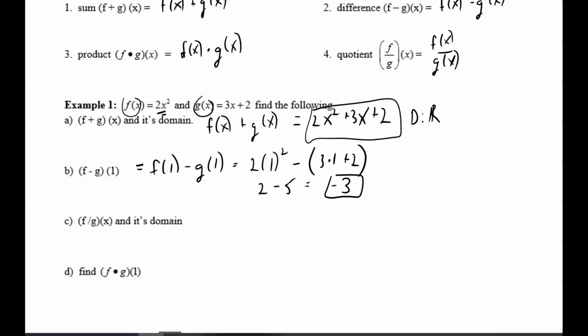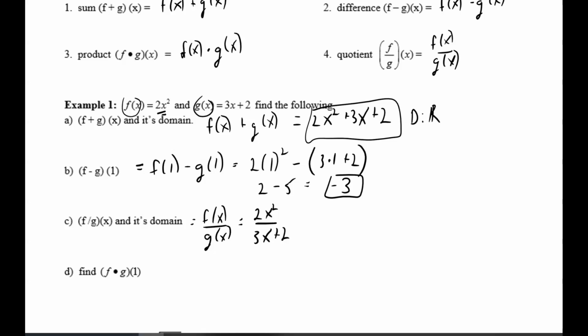Now let's look at some division. The domain here might be a little bit tricky because we're going to get a denominator that has a variable in it, so there will be some kind of an exclusion. By the way, for B, there's no domain question, it's just a number. So we have f divided by g of x, which is f of x over g of x. That's 2x squared, there's your f of x in the numerator, 3x plus 2, there's your g of x in the denominator. And now we're looking at f over g of x.